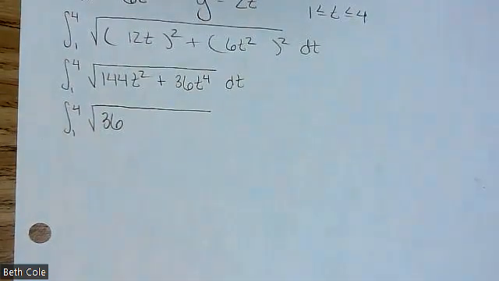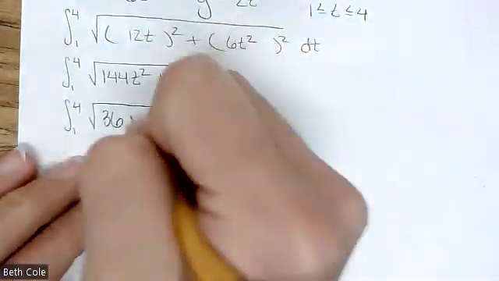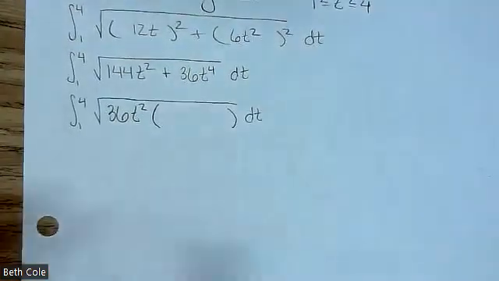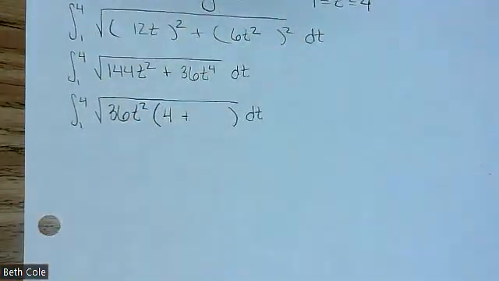You still have those calculators out? Do 144 divided by 36. I think it comes out to a whole number, doesn't it? Isn't it 4? What else can you take out? What else do they have in common? This is GCF. t squared. So we're going to take that out and see what's left. So it would be 4 plus t squared.